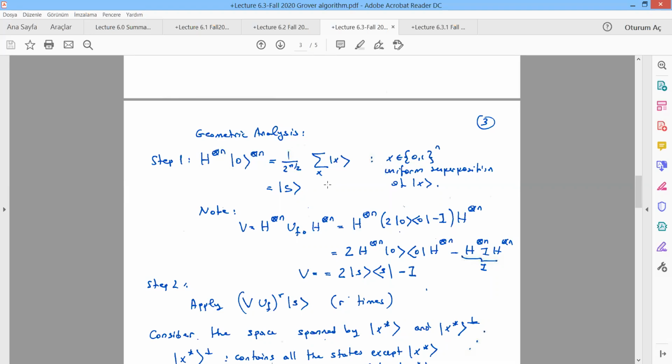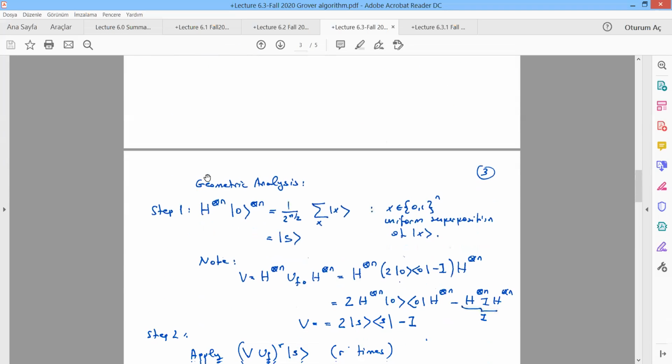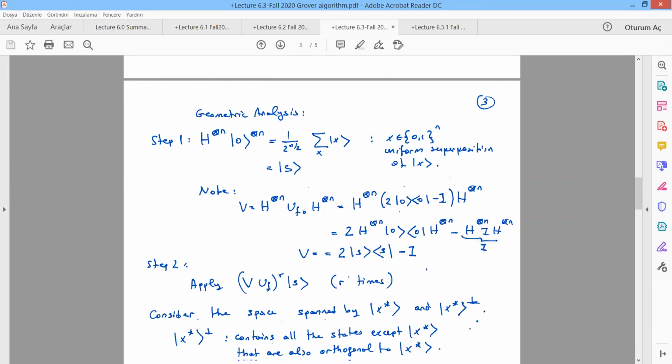So this is the output of the first stage. We are right here. Let's denote this by ket S. Ket S is this equal sum of all the ket x states.